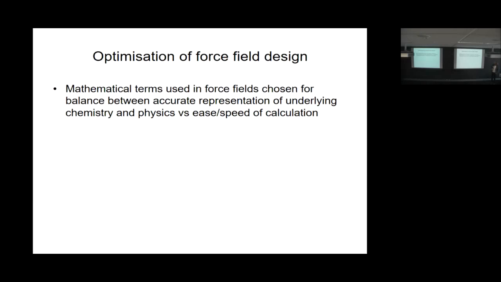So that's one area. The other area, thinking a bit deeper, is that all those mathematical terms that we use to describe the interactions, there are quite good historical reasons why they are used. It's a balance between trying to accurately represent the underlying physics and chemistry versus having something that we could actually calculate fast enough to do this on the fly. And of course, when people started building these models in the late 70s and early 80s, the speed of computers was very different to what it is now.